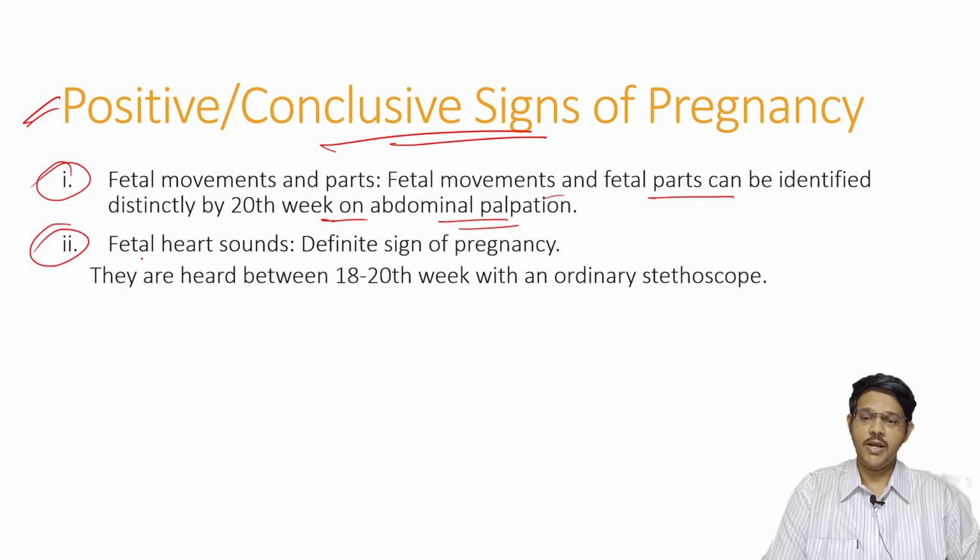Then the presence of fetal heart sounds, which are a definite sign of pregnancy. They are heard between the 18th to 20th week with an ordinary stethoscope. This can be differentiated since the fetal heart sounds are faster. The rate ranges from 120 to 140 beats per minute, and it can be differentiated from the mother's heart by palpating the radial artery.